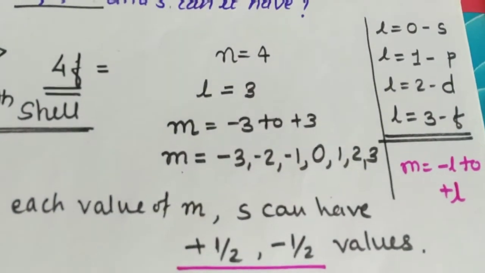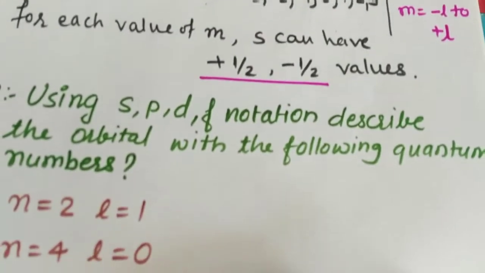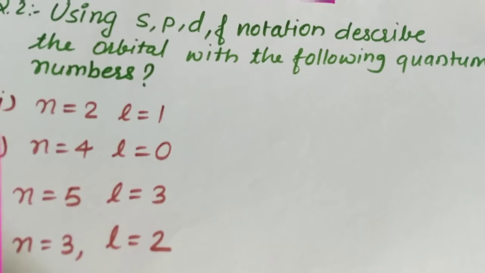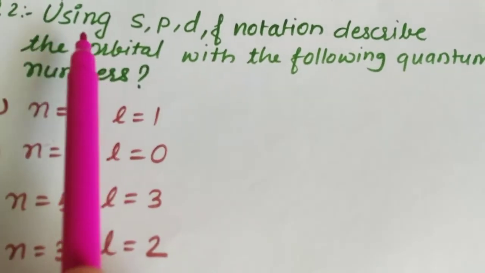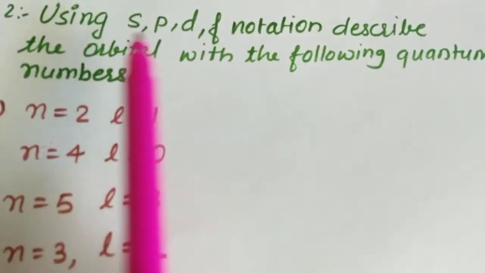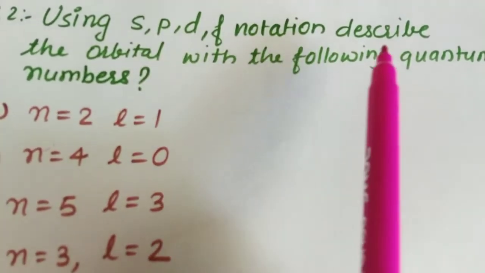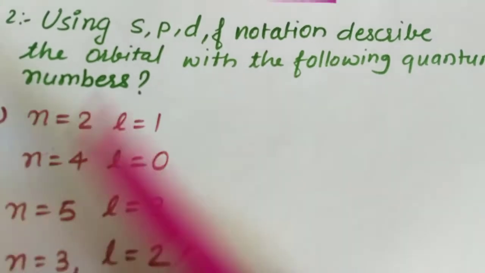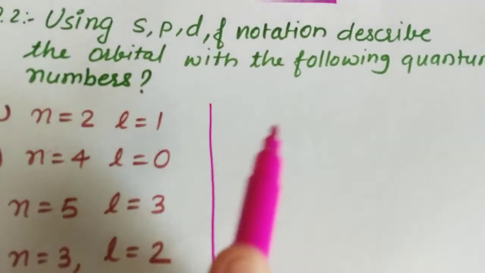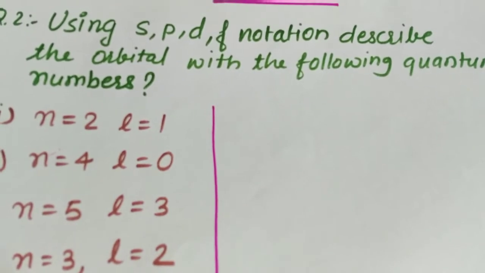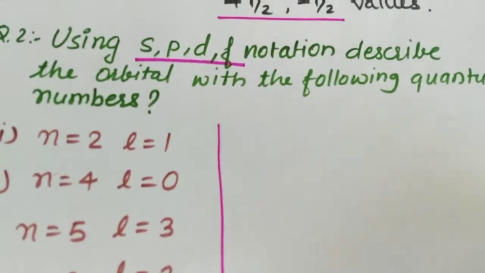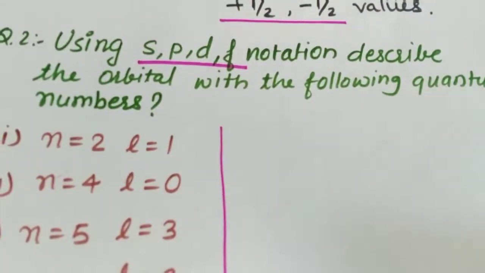Now let's practice a few more questions. Here I have another question. Let me read it first. Using s, p, d and f notation, describe the orbital with the following quantum numbers. So now we need to calculate how we denote it in terms of s, p, d, f. There is a very easy trick for this, and you can solve according to that.